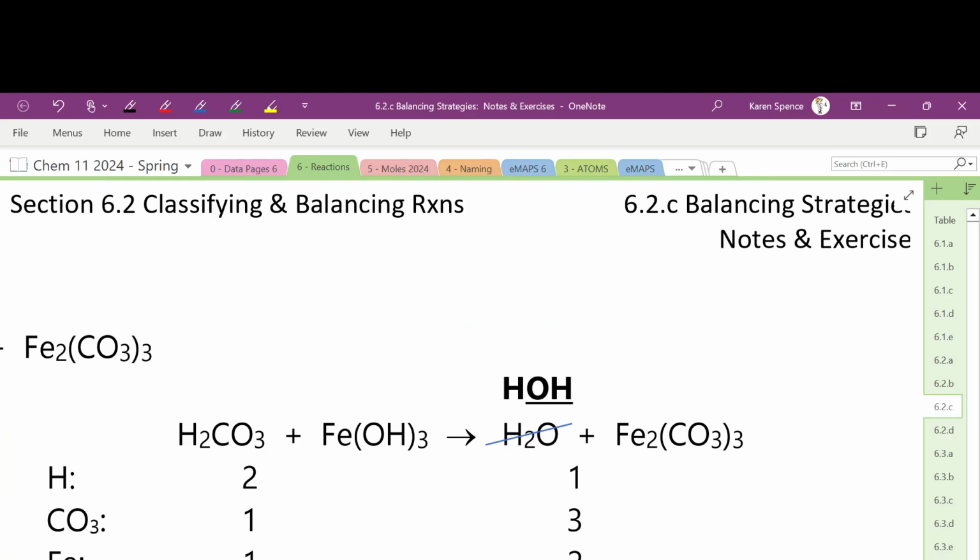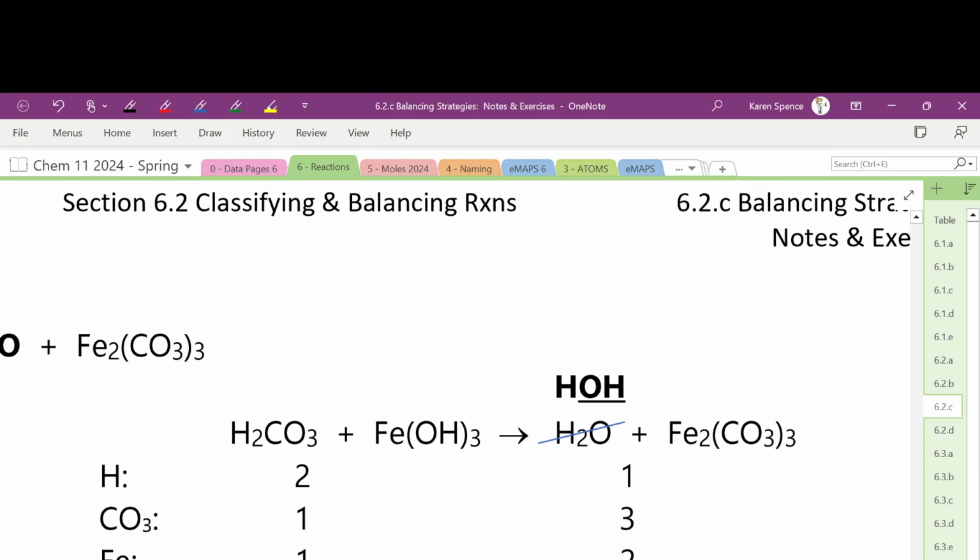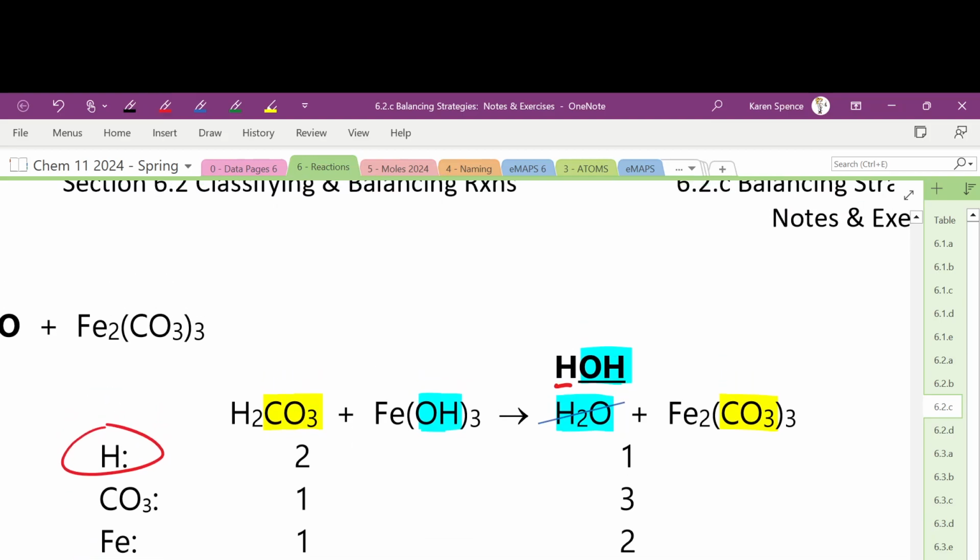Here's another one. We have H2CO3. So let's pick out our polyatomic ions first. We have CO3 and we have CO3. If you see an OH on one side and you see water on the other side, remember you can rewrite the water as H, OH, and then treat the hydrogen separately. Okay, so now we have our OH and our hydrogen being treated separately. So once again, you can use your technique and say, who is the most complicated compound here? Who's most complicated? Fe2(CO3)3. We got lots of little subscripts there. That's a very complicated looking compound.